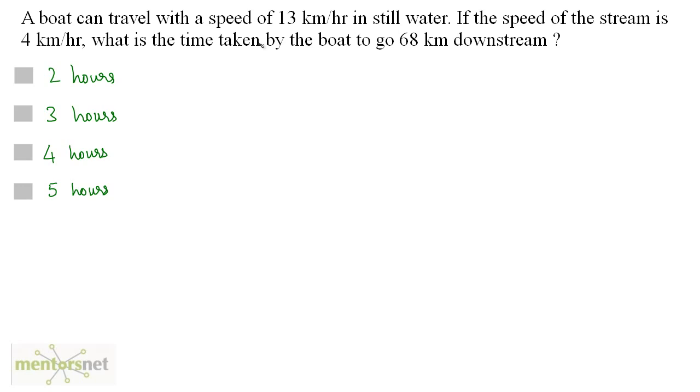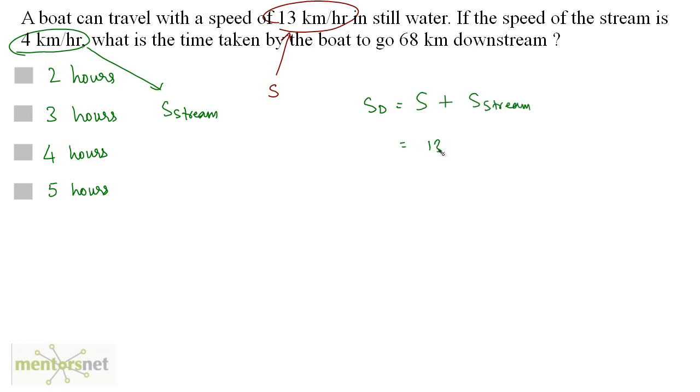So the boat can travel with a speed of 13 kilometers per hour in still water. So this is actually the speed of boat in still water, that's S. Now if the speed of stream is 4 kilometers per hour, so S stream is 4 kilometers per hour. Now with these two data that we have, we can calculate the downstream speed, which is equals to the addition of the speed of the boat in still water and the speed of the stream. So that's equals to 13 plus 4, and that is 17 kilometers per hour.